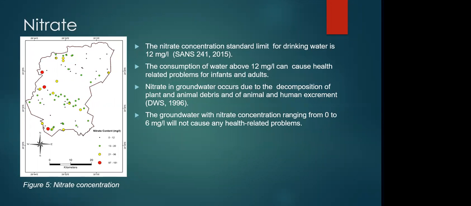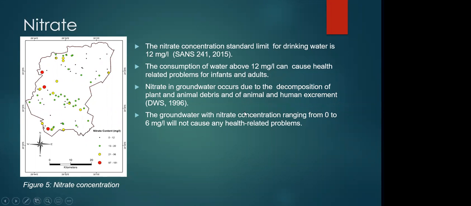Coming on to nitrate, the nitrate standard limit for drinking water is 12 milligrams per liter. In the study area, most of the boreholes exceed this amount. We only have a few boreholes, represented by this tiny brown color, which have a range of 0 to 12 milligrams per liter. The other boreholes, represented by green, yellow, and red, all have nitrate concentrations which exceed the prescribed limit.